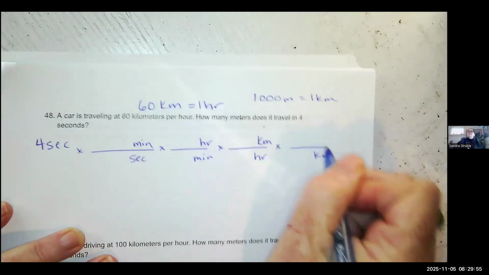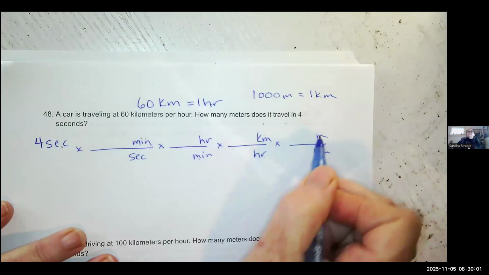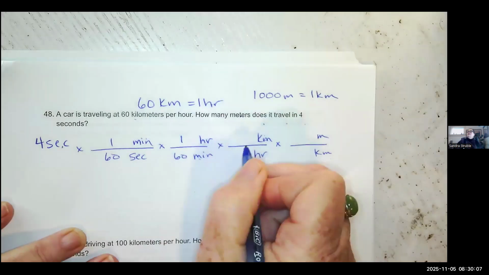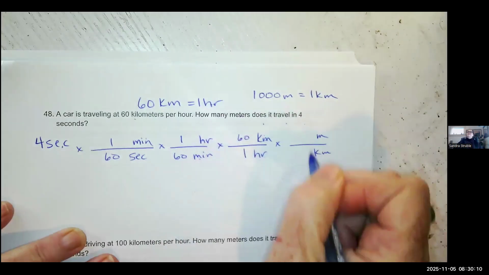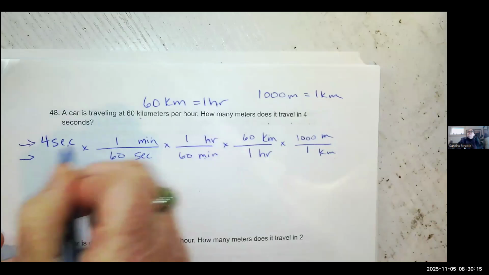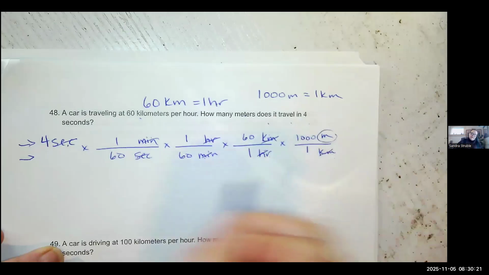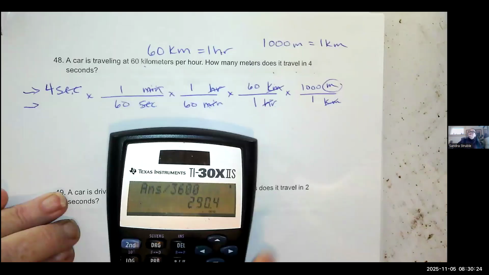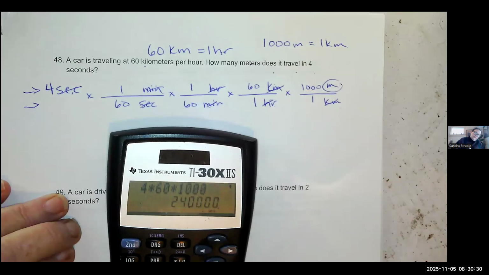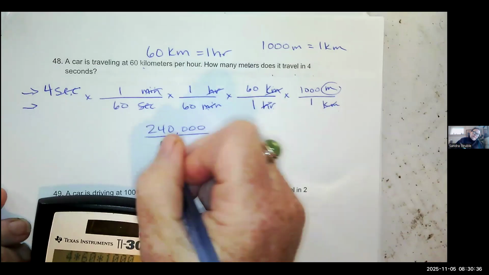Make sure everything crosses out properly before you add your numbers in. So 60 seconds in a minute, 60 minutes in an hour, 60 kilometers per hour, and then 1,000 meters for 1 kilometer. Multiplying straight across, seconds are gone, minutes are gone, hours are gone, kilometers are gone, left with meters. We've got 4 times 1 times 1 times 60 times 1,000 is 240,000 divided by, again, 3,600. And this is meters. Go ahead and divide that.